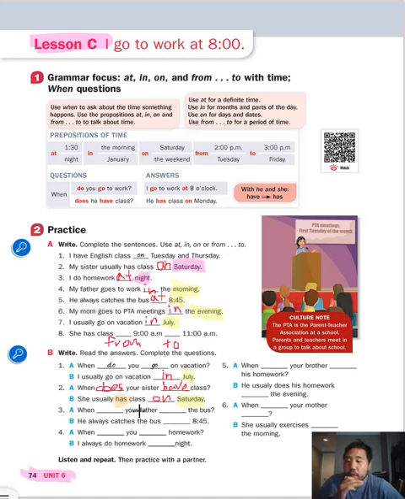Number 3, when blank your father blank the bus, he always catches the bus blank 8:45. Here we can see 8:45 is a specific time. So the preposition is at.